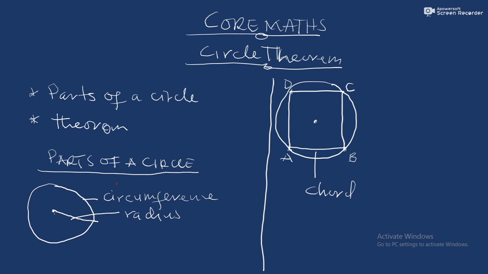We said that any line within a circle that touches the circumference at 2 points is called a chord. So this line AB is a line within the circle, and it touches the circumference of the circle at 2 points, this point A and then point B. The same way BC is also a chord. It is a chord because it is a line within a circle, and it touches the circumference of the circle at 2 points. The same way CD is also a chord.